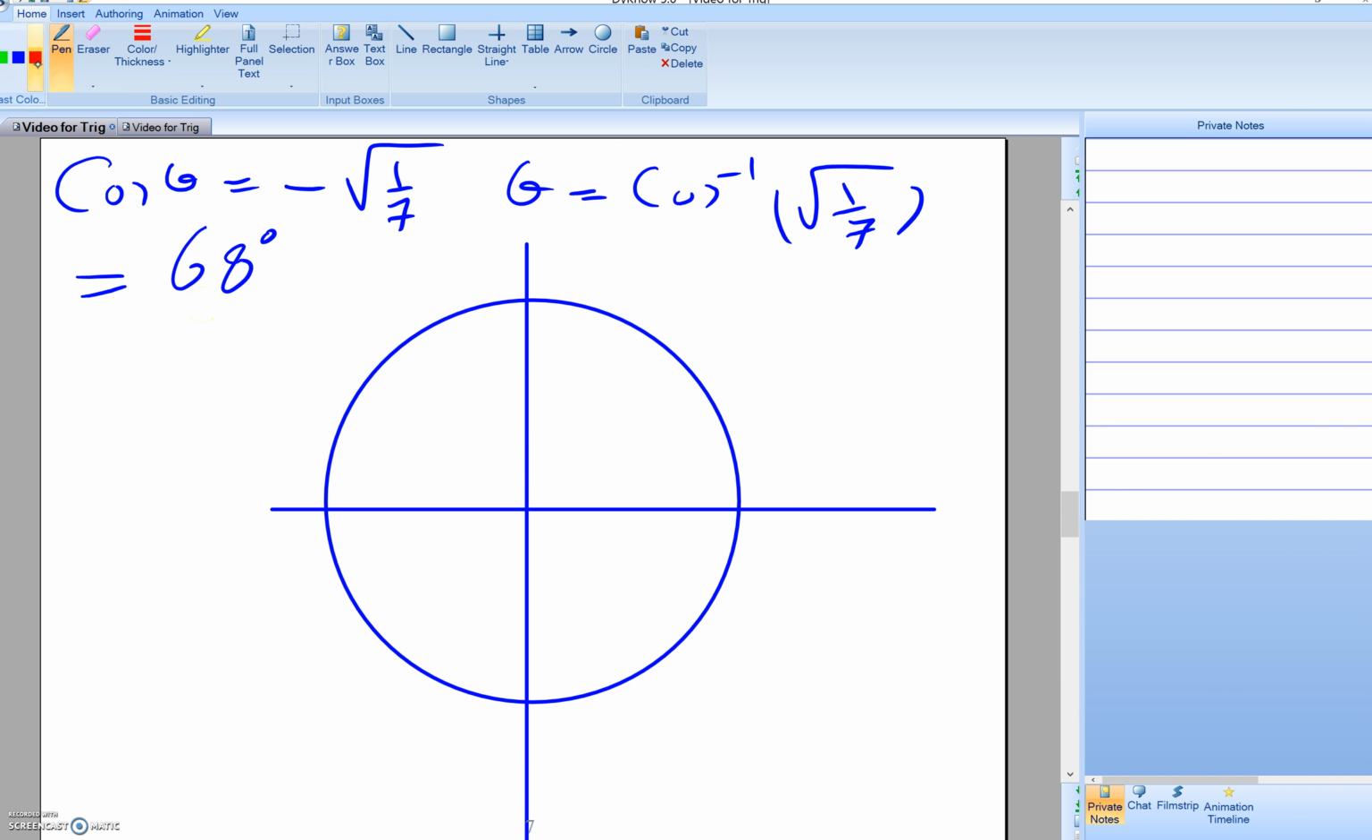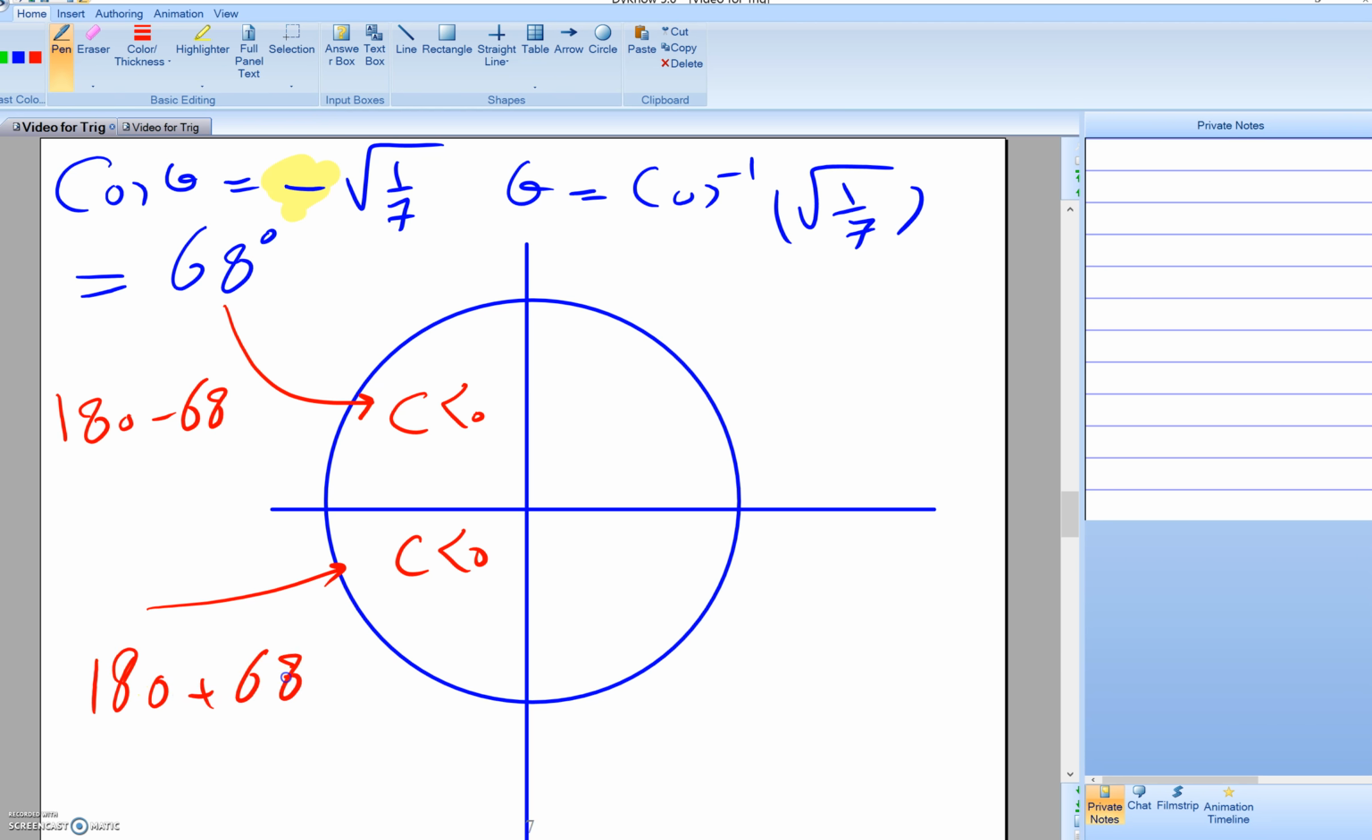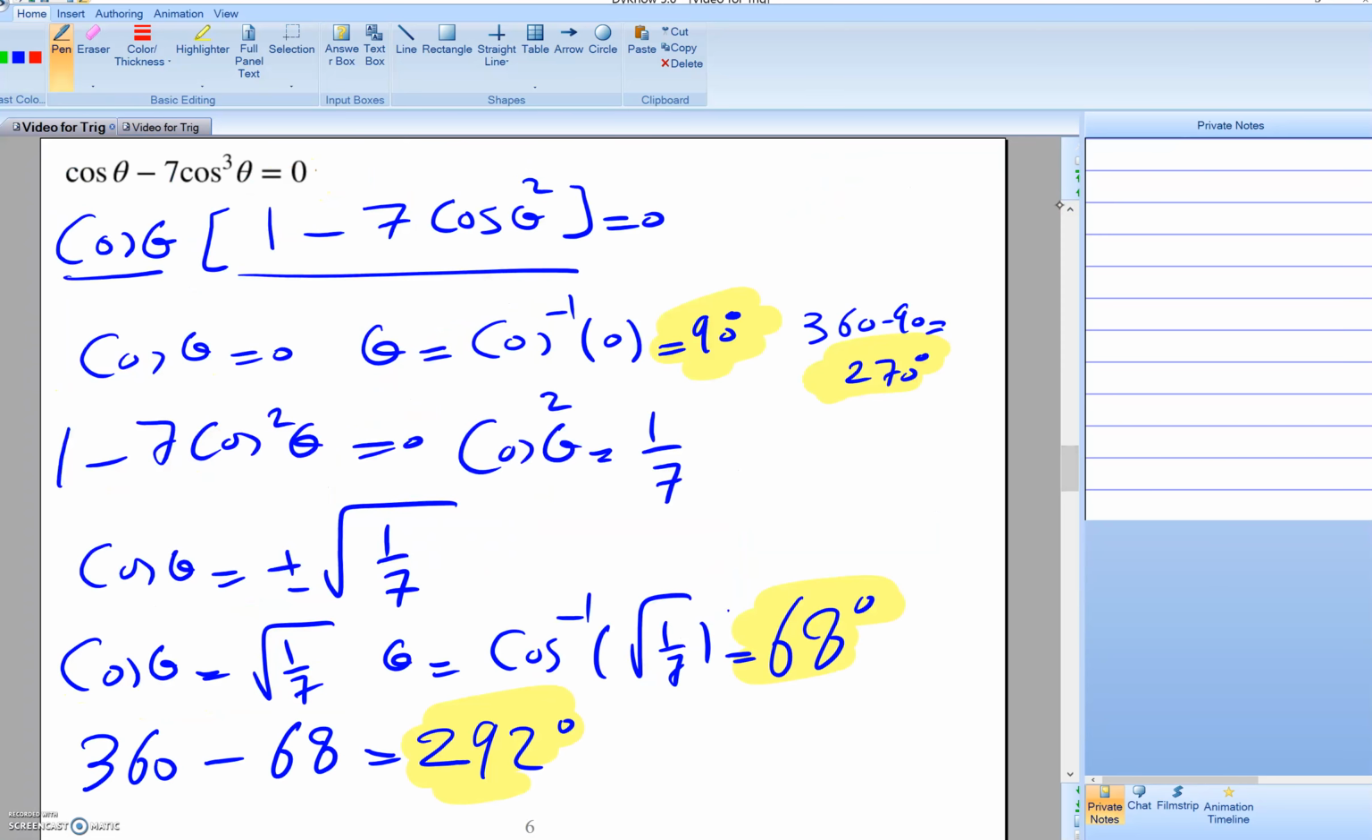But I know this is not my answer. I know cosine must be negative. But for 68 degrees, cosine is positive. So cosine is negative here and cosine is negative here. So if I have 68, the one which is related to this one is 180 minus 68. The one which is related to this one is 180 plus 68. So one of the answers here is this one and one of them is here. I have 6 answers because I have a cubic equation, so maximum I have 3 answers for cosine, and for each answer I have 2 angles.